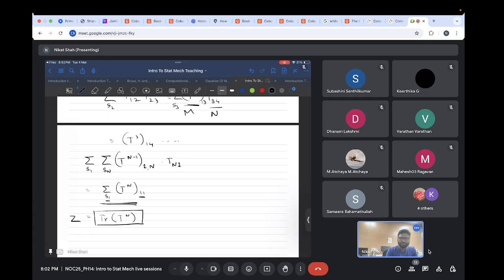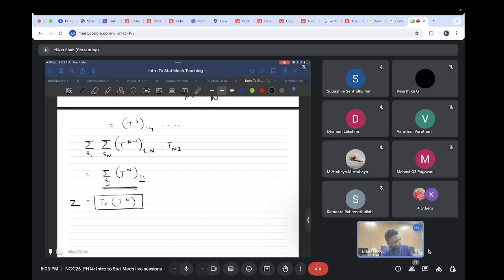I hope this concept is clear. This is why the transfer matrix is very important, because simply raising it to some power and taking a trace of it gives me the partition function. So that's why the transfer matrix is a very powerful tool. Okay, assuming that there are no doubts here, trace of t raised to power n is what I get.